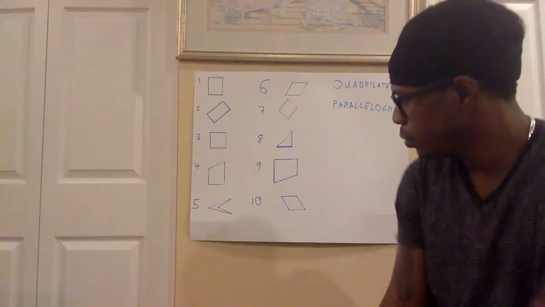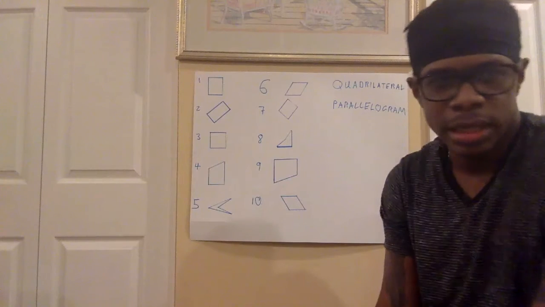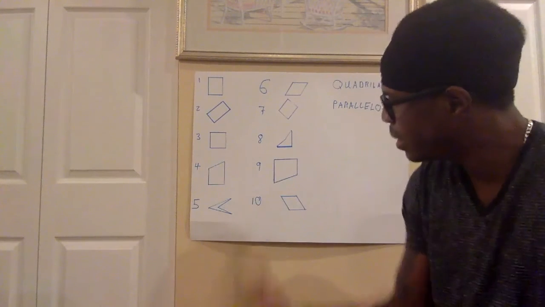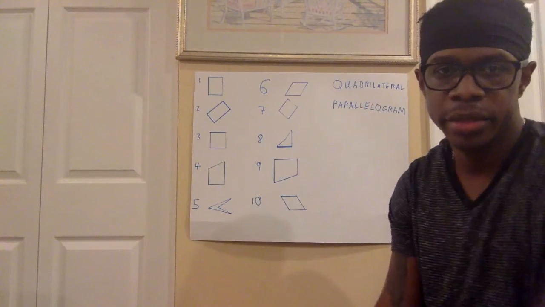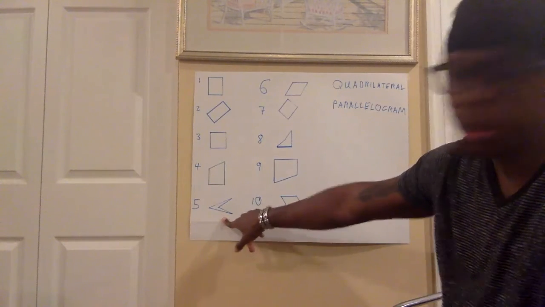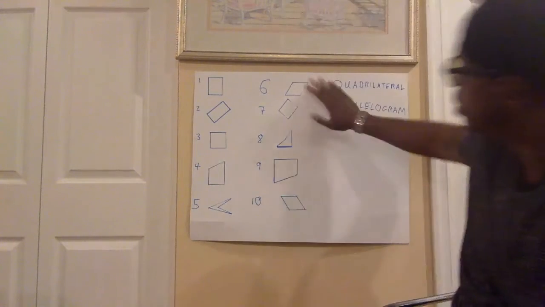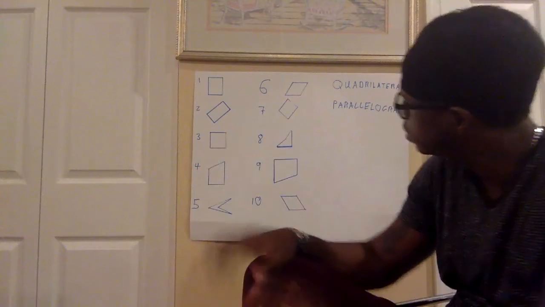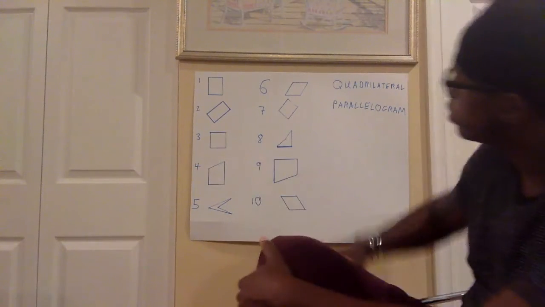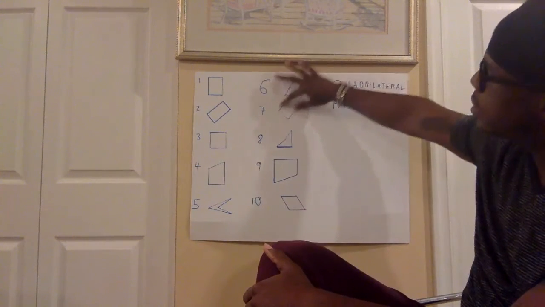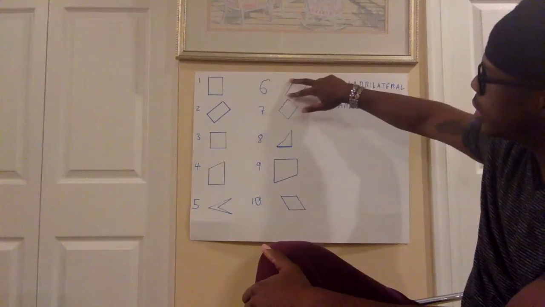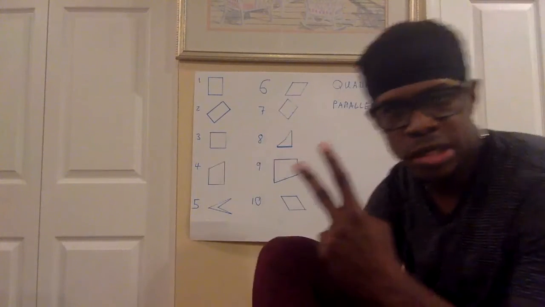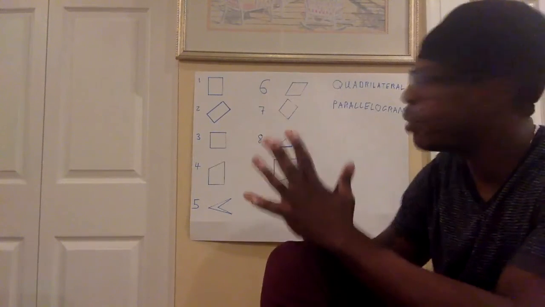Number 5, would you say number 5 is a parallelogram? No, number 5 is not a parallelogram. It has 0 pairs of parallel sides, so that cannot be a parallelogram. Number 6, would I be accurate if I said number 6 is a parallelogram? Yes, I would be correct because this is one pair of parallel sides, and these 2 make another pair of parallel sides. So we have 2 pairs of parallel sides. Number 6 is a parallelogram.